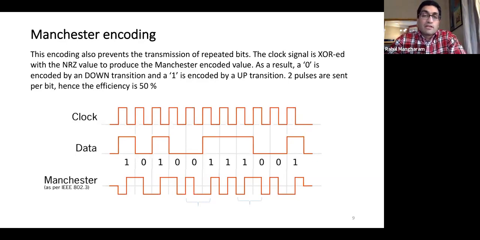So in this case, we have a transition with every bit over here, right? But what is the cost we have to pay over here?